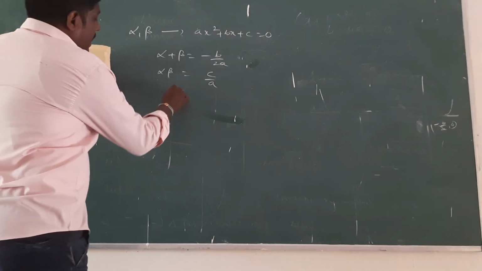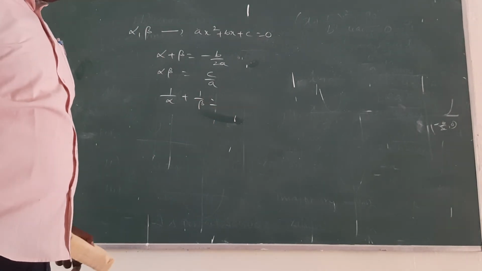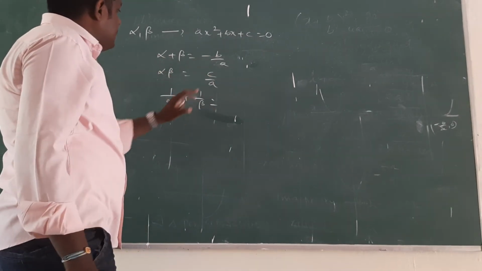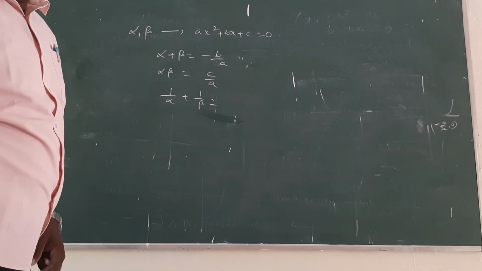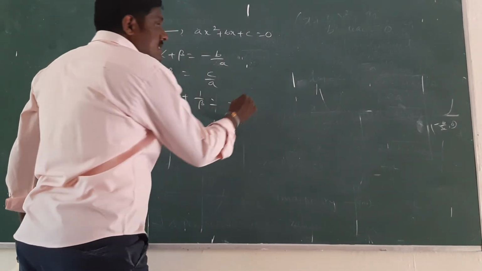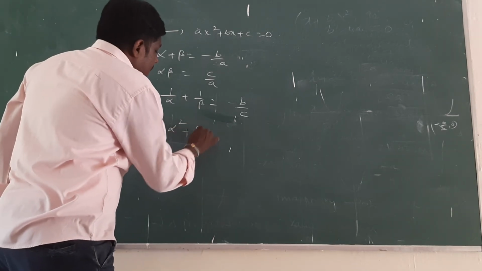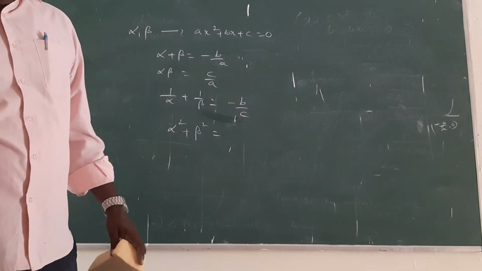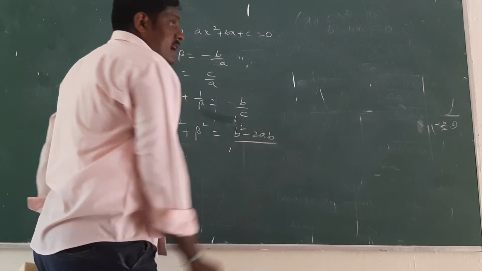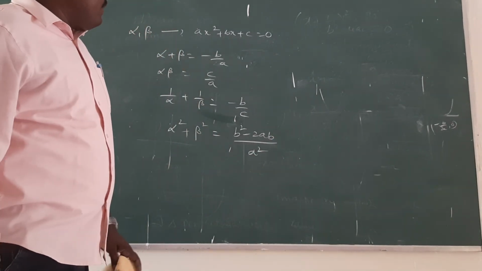1 by alpha plus 1 by beta is equal to alpha plus beta over alpha beta. Alpha plus beta is minus b by a, alpha into beta is c by a, so 1 by alpha plus 1 by beta is minus b by c. And alpha square plus beta square is equal to b square minus 2ac by a square.